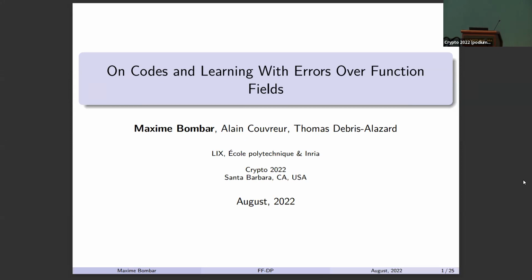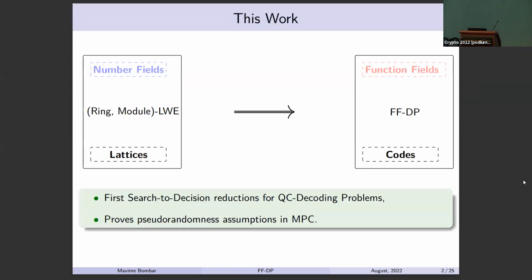So in this work, we focus on search decision reductions for structured variants of the decoding problem. More precisely, what we did is we adapted techniques from ring LWE and module LWE to the coding theoretic setting using function fields instead of number fields. This new framework that we call the function field decoding problem enables us to give the first such decision reductions for the decoding problem of quasi-cyclic codes and proves pseudo-random assumptions made in multi-party computation.